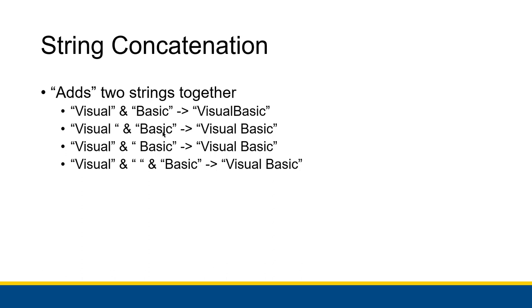So we're putting basic up against the space that's giving us a buffer there. We get visual space basic, which looks very nice. Similarly, we can have visual and space basic. So putting the space before basic, and we'll get the same result. We can also do visual and space and basic. So space being its own string right here. And that will give us visual basic as well. I believe it is evaluated left to right. So this would become visual space and basic, and then it becomes visual space basic, just like that.